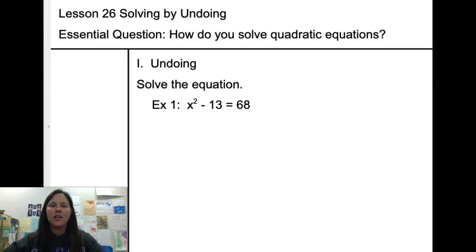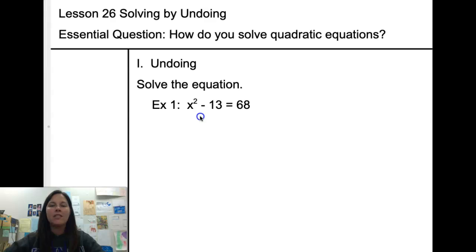Yesterday we looked at solving by factoring. Today we're going to solve our quadratic equations by undoing. Now this method isn't actually new. We've been solving all of our equations by undoing. There's just going to be one extra step with these equations, and that's to cancel the power.